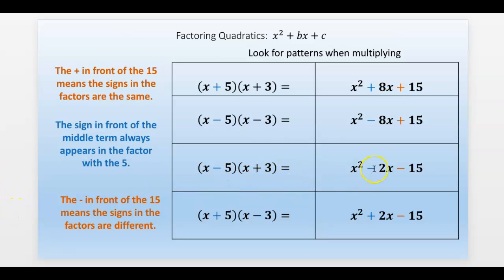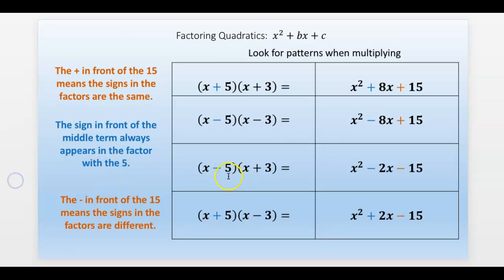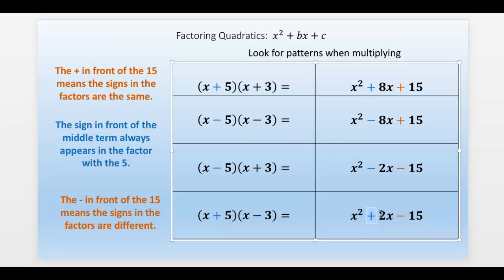Now, if the sign in front of the 15 here is negative, that means the signs in our factors are different. One's a plus and one's a minus. That's what that means. And again, just remember that the larger one, the 5 in this case, always appears with the sign that's in front of the linear term. Remember, the second sign tells you if they're the same or if they're different.